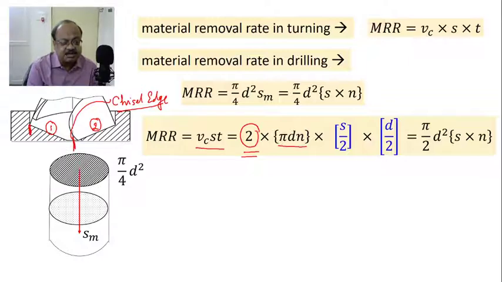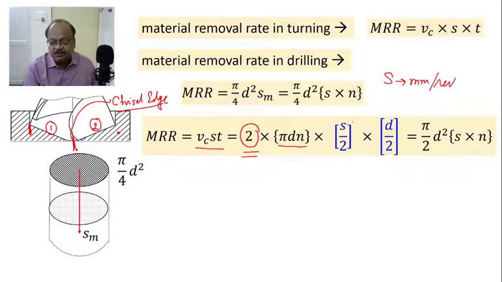Starting from here and coming here, this is cutting edge number 1, and starting from here and coming here, this is the cutting edge number 2. So this is 2. Now feed was given as millimeter per revolution. Because there are two cutting edges, S divided by 2 is my feed per cutting edge.